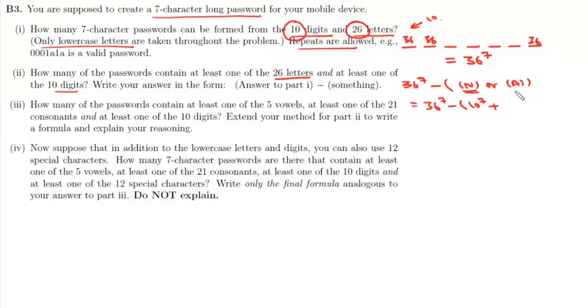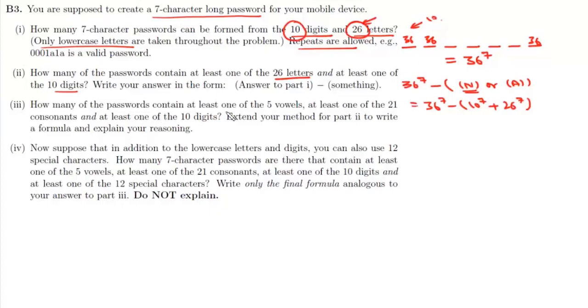Or where the passwords are all letters, in that case for each place we'll have 26 options. So it will be this 26 to the power 7. So the answer to the second case is 36 to the power 7 minus 10 to the power 7 minus 26 to the power 7. Now we'll come to this third case.